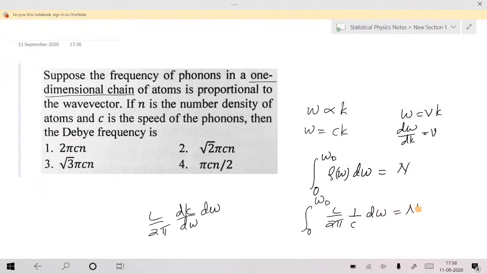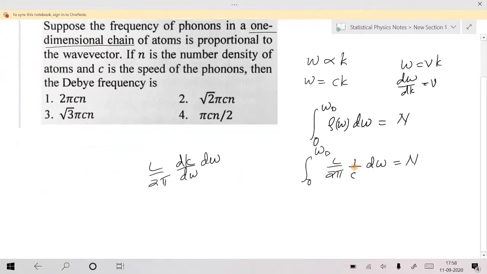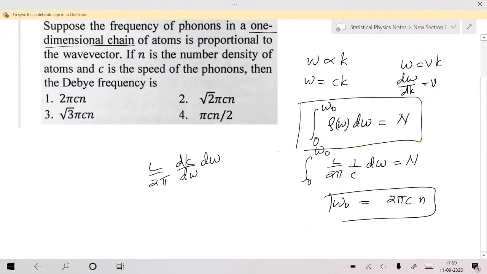Omega d is equal to n. N by L is density, actually. You can take this L here. So omega d is equal to 2 pi c into N by L, which is n. Okay, I hope this is the correct answer. Am I right? Yes, sir. I got that too.